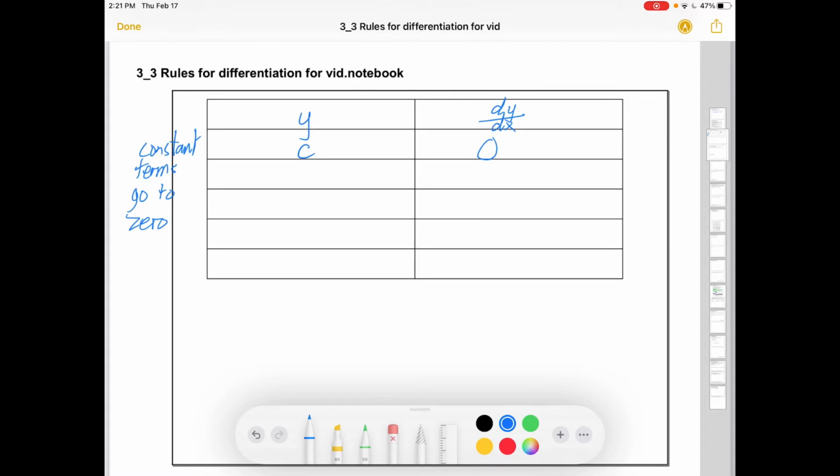All right, next one, the derivative of x. If I were to graph the line y equals x, you'd know that everywhere on that line, the slope is 1. So there's a bit of an informal proof.